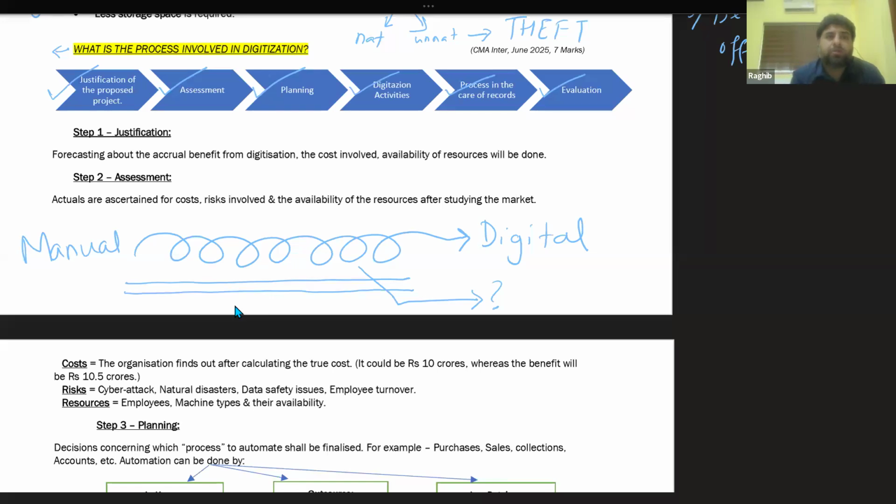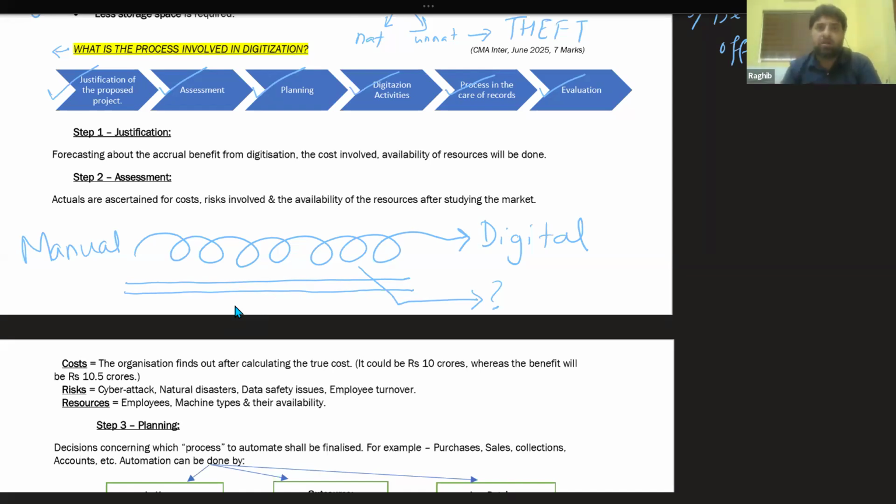Now, what is the first one? Justification of the proposed project. Now, try to understand why you are trying to convert it. If you are the head of the organization, or the manager of the organization, and you are thinking that you want to convert all the documents from paper to the computer, just try to find out why you are doing it. Justify why.